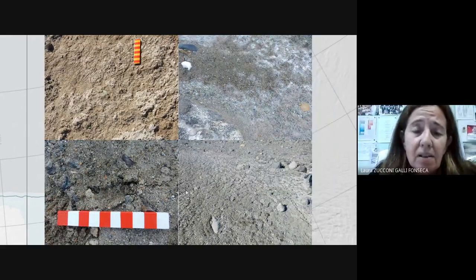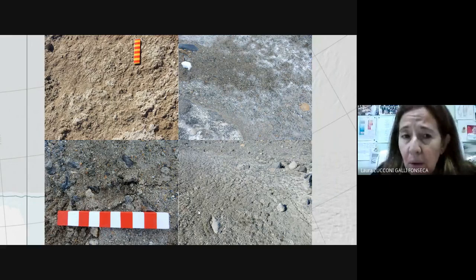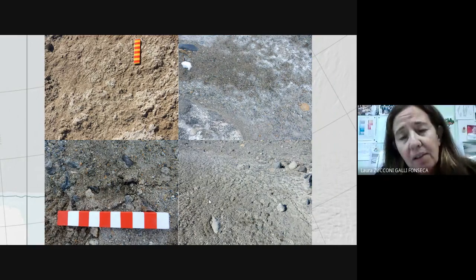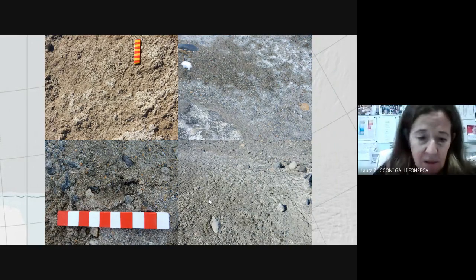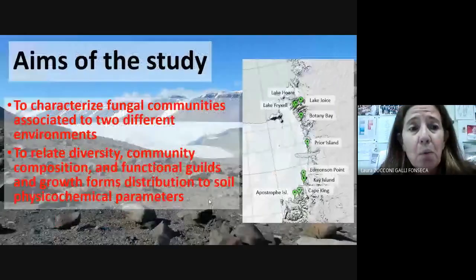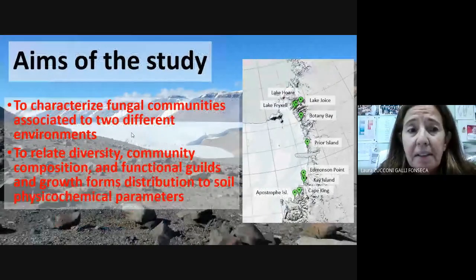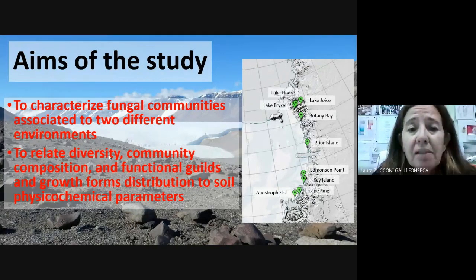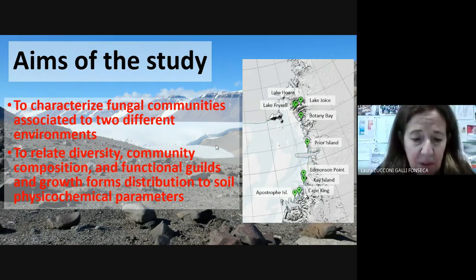So the soils from the coastal sites and these other soils, the inner soils, were both studied through ITS1 metabarcoding sequencing and compared and analyzed in the light of the different physical-chemical soil properties. Our aims, so, were to characterize the fungal communities associated with these 2 different environments, the inner one and the coastal one, and to relate the diversity, community composition, functional guilds, and growth forms distribution to the soil physical-chemical properties.